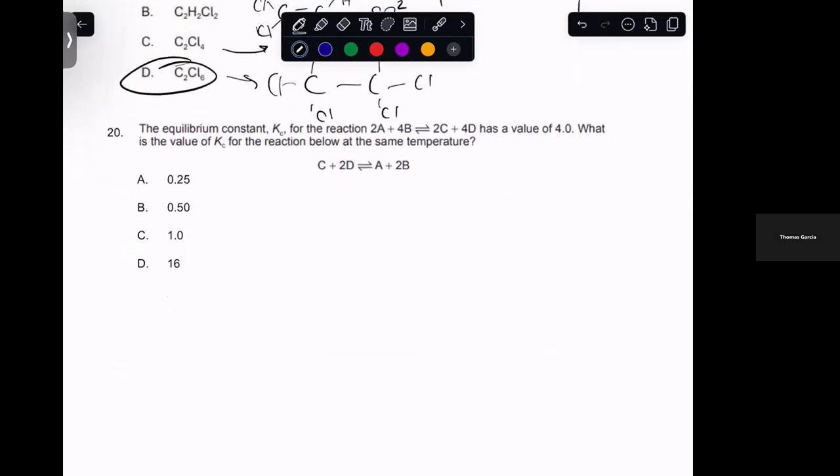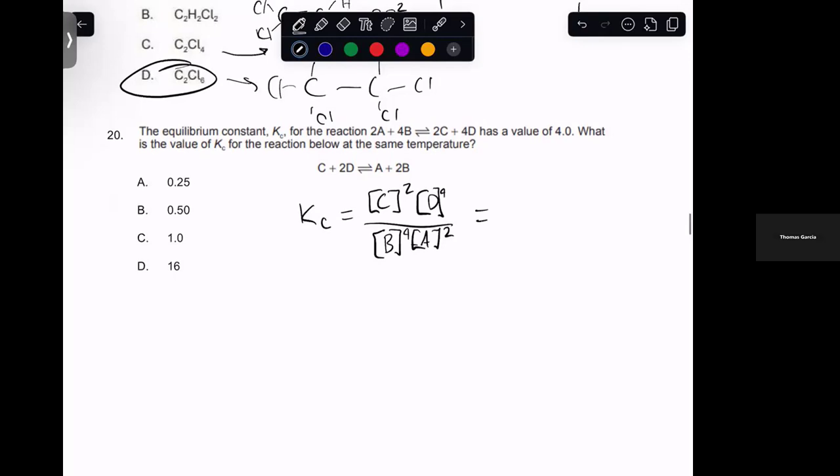All right. Number 20, the equilibrium constant Kc for reaction 2A plus 4B reacts to produce 2C plus 4D has a value of 4. What is the value of Kc for the reaction below at the same temperature? So what I'm actually going to first do is write the Kc for the first reaction. And the Kc for the first reaction looks a little bit like this. C squared D to the fourth divided by the concentration of B to the fourth, concentration of A squared.